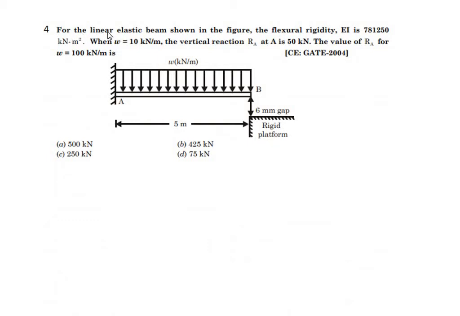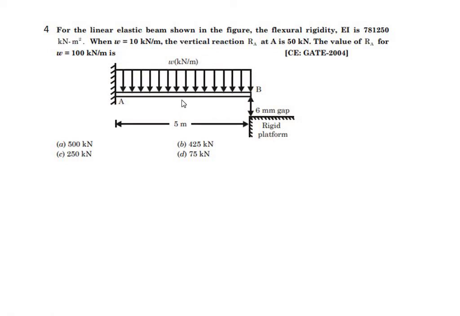Now the fourth question. For the linear elastic beam shown in the figure, the flexural rigidity EI is 781,250 kilonewton meter square. When W is equal to 10 kilonewton per meter, the vertical reaction RA at A is 50 kilonewton. The value of RA for W equal to 100 kilonewton per meter is. So this is the question.